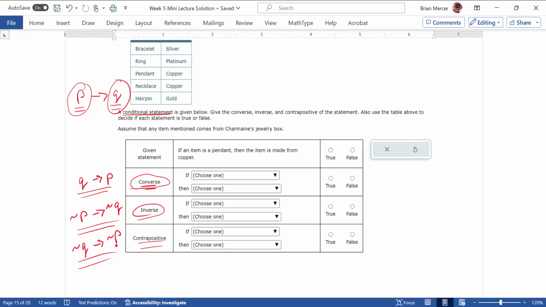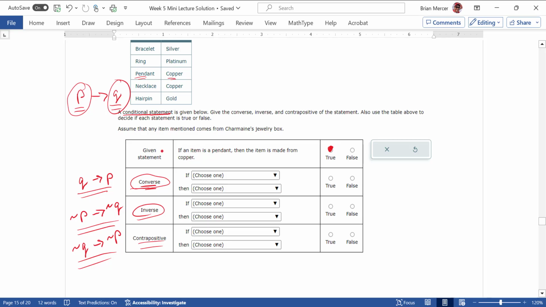So the current problem here is we're looking at the statement, if an item is a pendant, then the item is made from copper. So notice in that table, if it's a pendant, then it's made from copper. Okay, fine. So that in and of itself is a true statement. If it is a pendant, it is made of copper. That's a true statement. Now, what would the converse be?